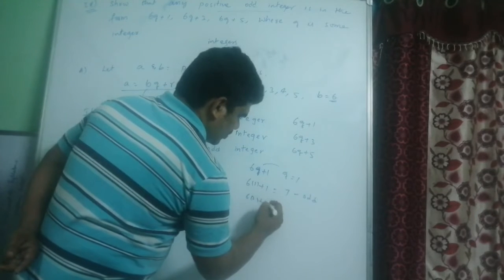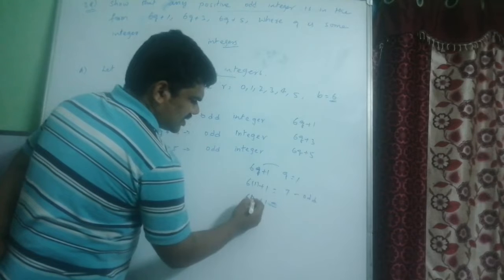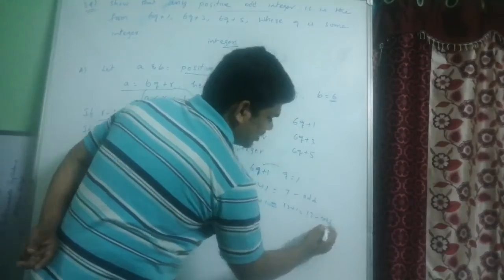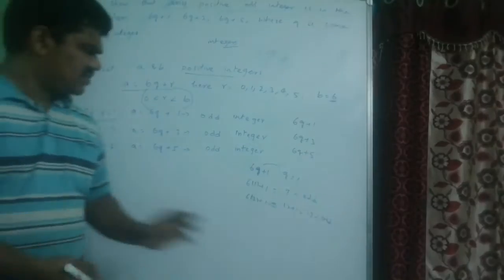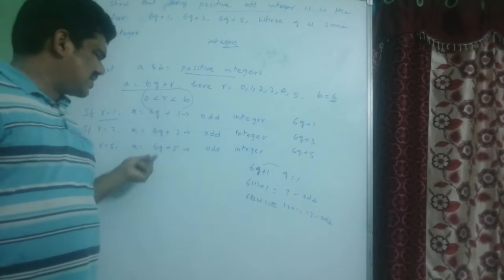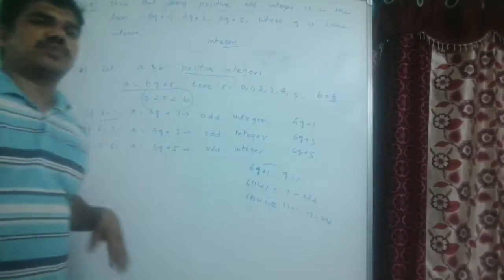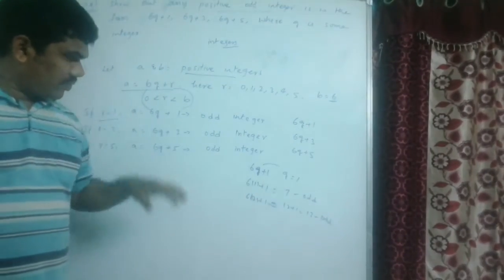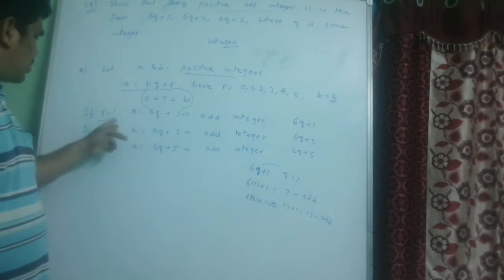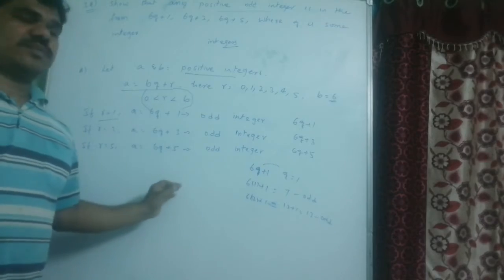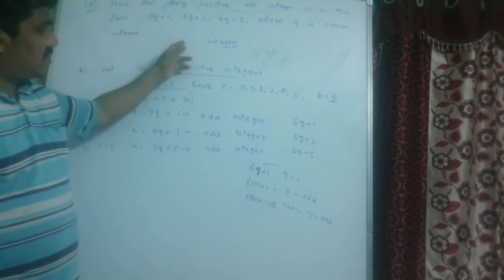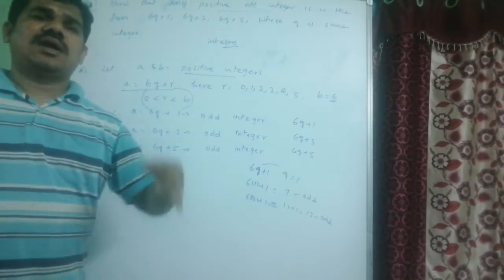Again, q value 2, 6 2s are 12, 12 plus 1 is 13. This is odd. So we have to prove that for any value of q, 6q plus 1, 6q plus 3, 6q plus 5 is an odd integer. That's it. So this is the form. We take B as 6 and R as 1, 3 and 5. By this Euclid division algorithm method we can find that 6q plus 1, 6q plus 3, 6q plus 5 is an odd integer.